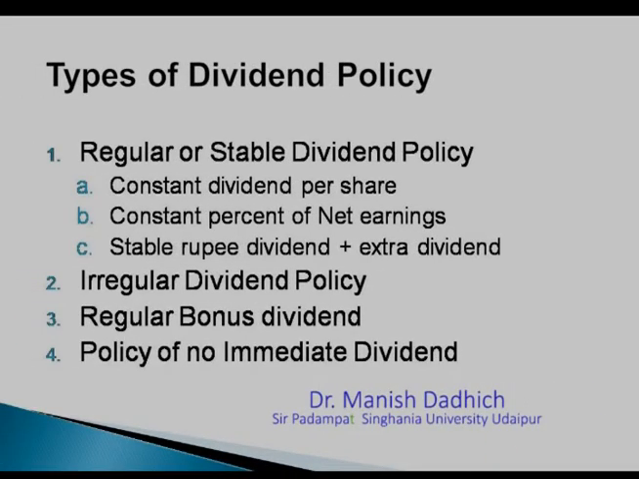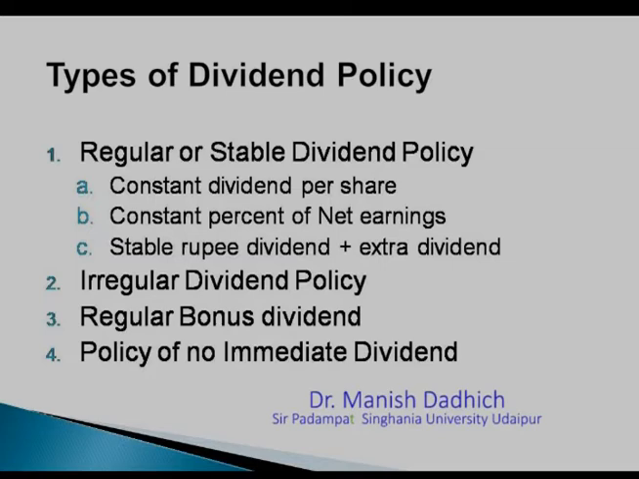Now come to types of various dividend policy. Number one, regular or stable dividend policy. All big or blue chip companies follow this kind of policy, in which the company places more emphasis on constant dividend per share, constant percentage of net earning, and stable rupee dividend plus extra dividend. These are the forms of the regular dividend policy.